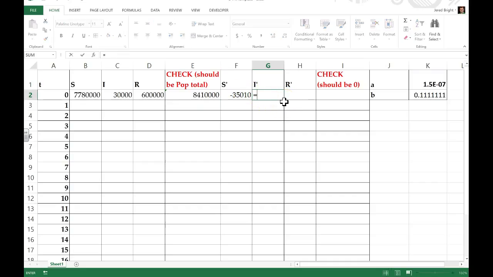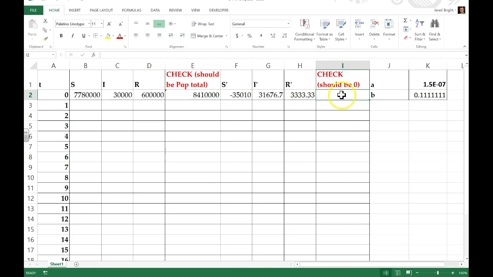I prime is A, okay, and then freeze that, so FN F4 for me, times S times I, okay, and then minus B, okay, so click on B, and then you have to freeze that as well, so money signs around that, times I. Okay, everything's matching so far, and then R prime is just B, okay, and then make sure to freeze that, times I, okay, and then so that is S prime, I prime, R prime.